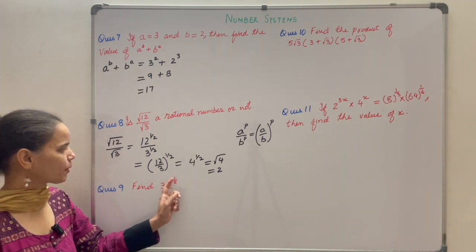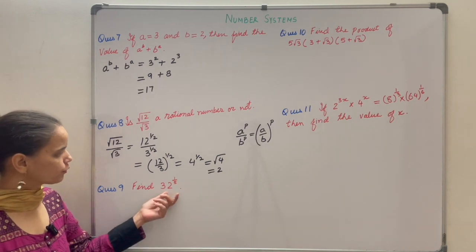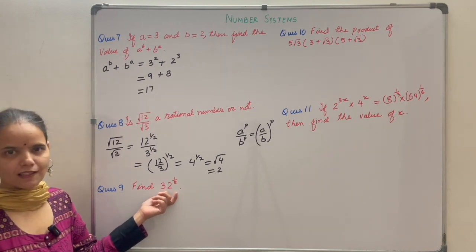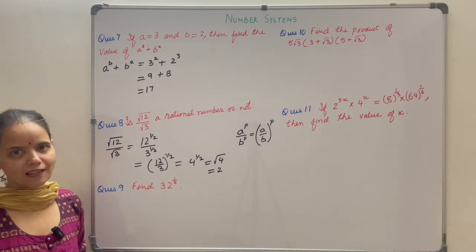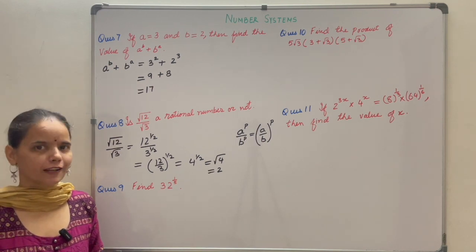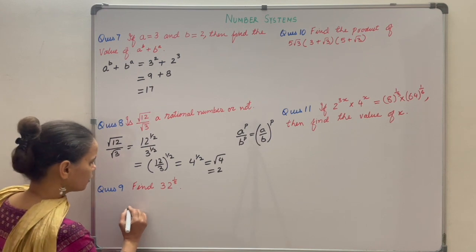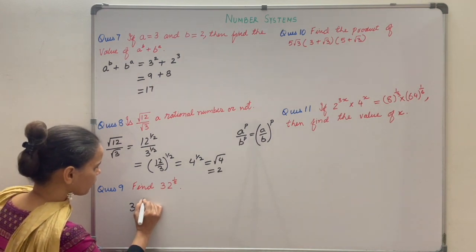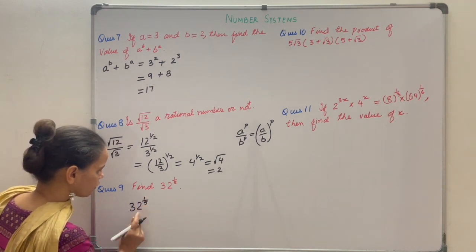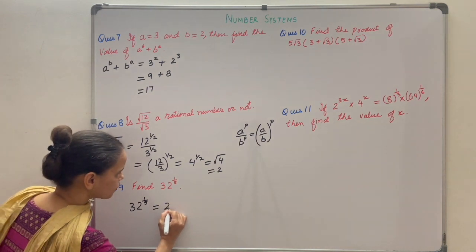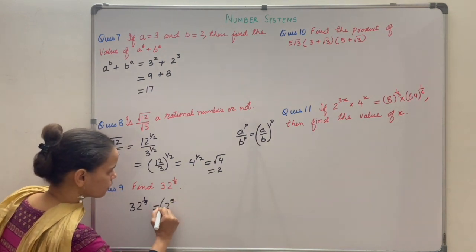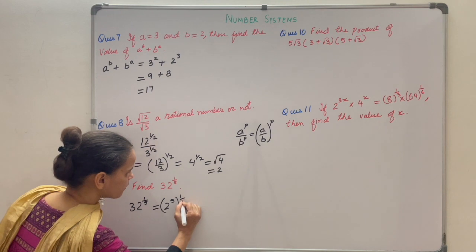Find 32 raised to power 1 by 5. So you need to find out the value of this. 32 you can rewrite as 2 raised to power 5. Do the prime factorization and find it out. So 32 raised to the power 1 by 5. 32 can be expressed as 2 raised to power 5, and this is whole raised to the power 1 by 5.